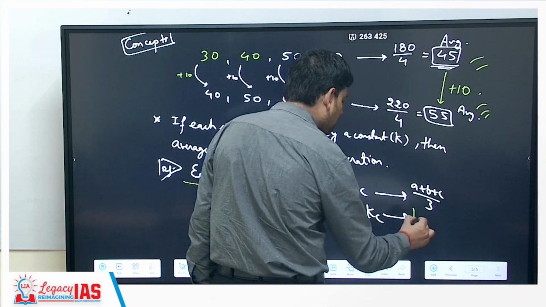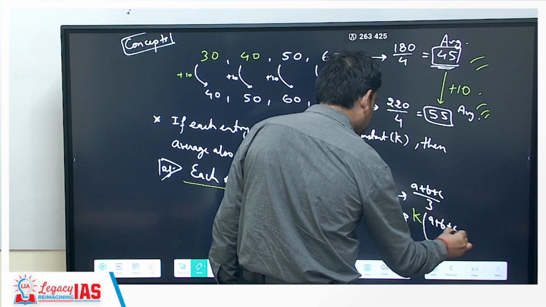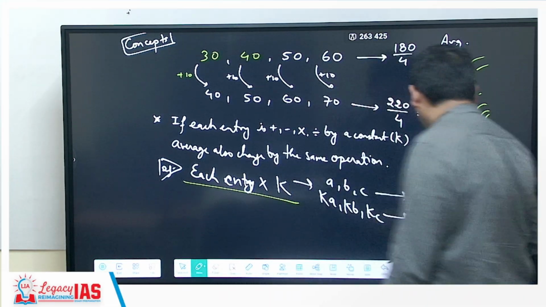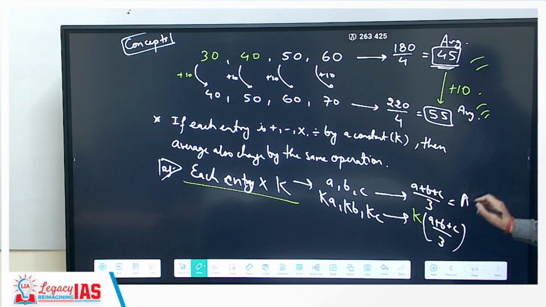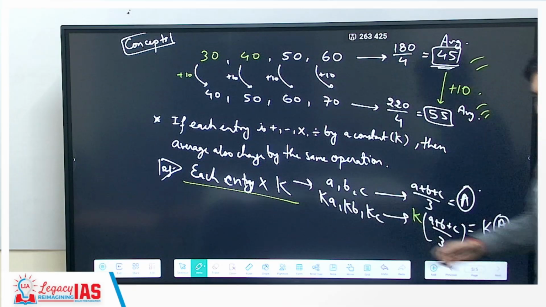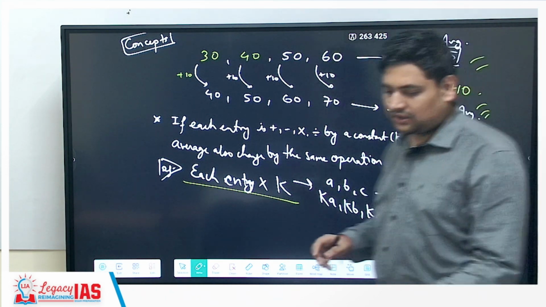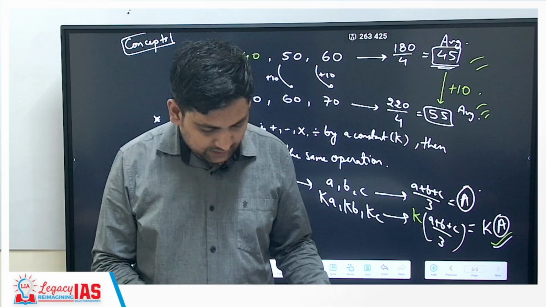Now here the average will become what? You can take k common and A plus B plus C by 3. So A plus B plus C by 3. Can you see, let's say this initial was the initial average A. Now can you see the average has now become k into A. That is, when you multiplied each entry by k, the average also got multiplied by the same quantity. So if you are multiplying each of them with k, it gets multiplied to the average also. So first note point is this.